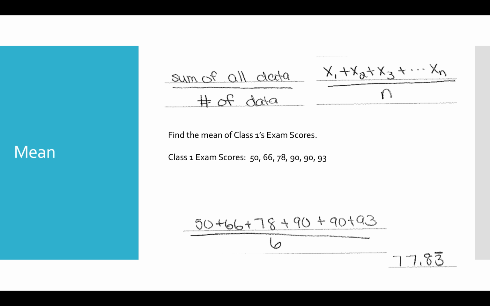You want to follow regular rounding rules or whatever rules are given to you in the directions. When I typed this in my calculator, I got 77.83 with a repeating 3. So just remember that we use a bar going on top of that 3 to show that it keeps on going forever and ever and ever.